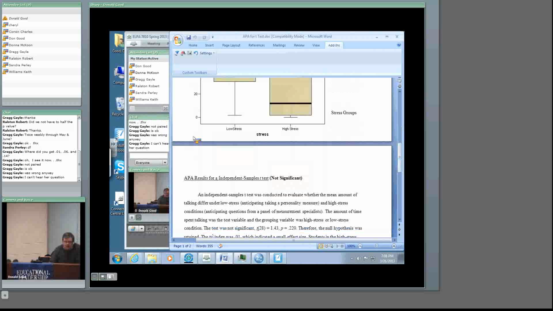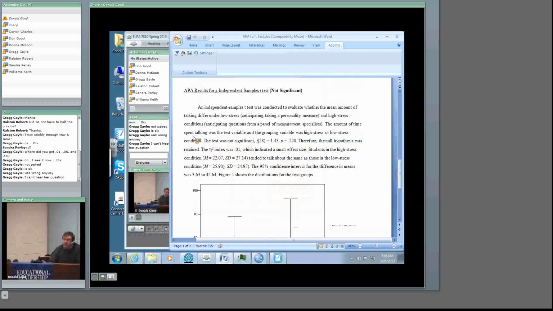What if it's not significant? Same research question, null hypothesis. Same description. But here I've got not significant. The p-value is larger than 0.05. We retain the null hypothesis. You can say either retain or not reject. I report eta squared, which is small. Again, if it's not significant, it's likely to be a smaller effect size.